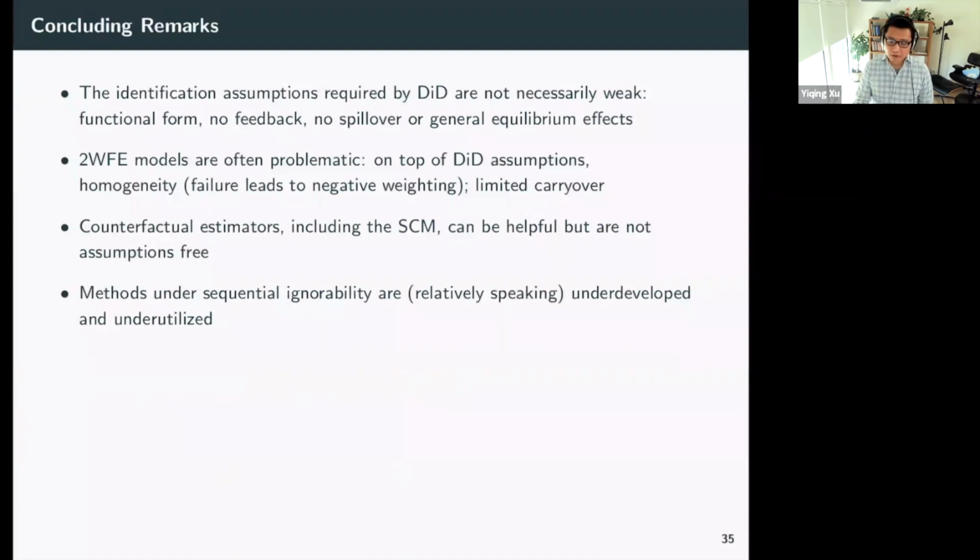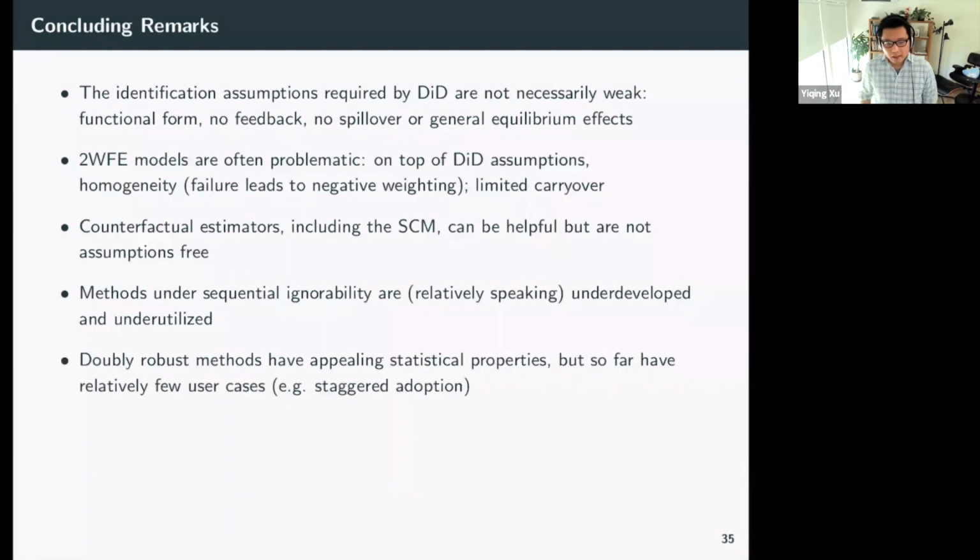And in our discipline, Matt Blackwell has done a lot in not only introducing this idea, but also developing it based on existing studies in other disciplines. And doubly robust estimators have appealing statistical properties, but so far have relatively few use cases because you rely on balancing. Right now, what people are dealing with is synthetic control or staggered adoption. Maybe we can investigate how we can use these methods for a more general use case, like treatment reversal or things like that. And we haven't been spending much time on modeling the treatment status.